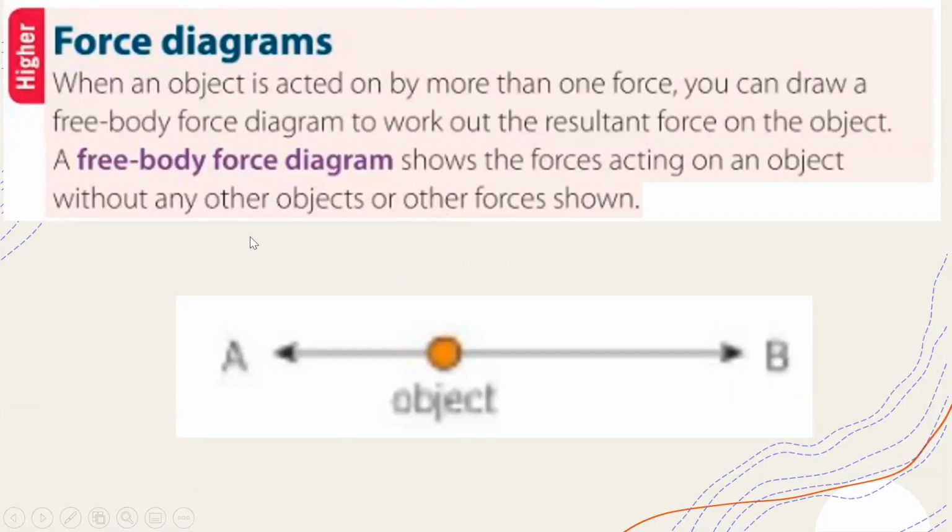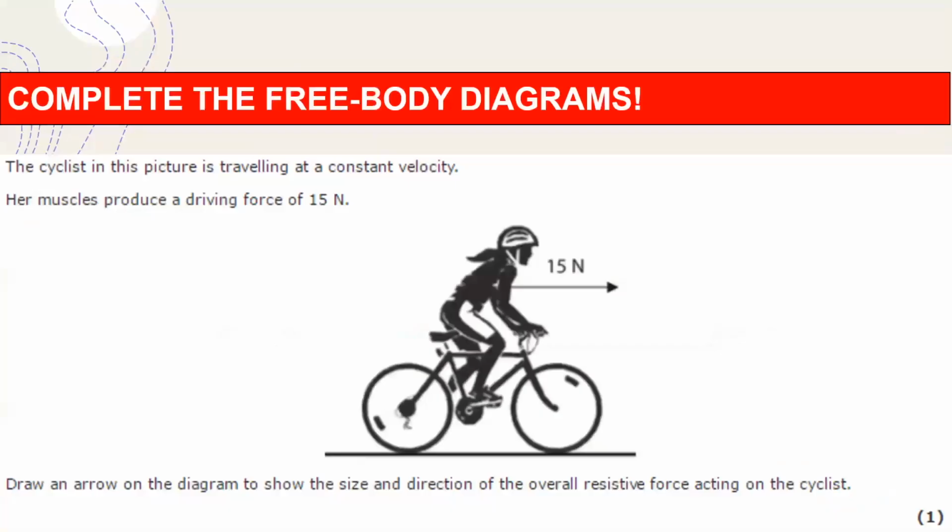So a force diagram, a little bit more formally here. When an object is acted on by more than one force, you can draw a free body force diagram to work out the resultant force on the object. A free body force diagram shows the forces acting on an object without any other objects. So if it's free body, it's just that one object. There could be objects around it and interacting, but you only show that one object.